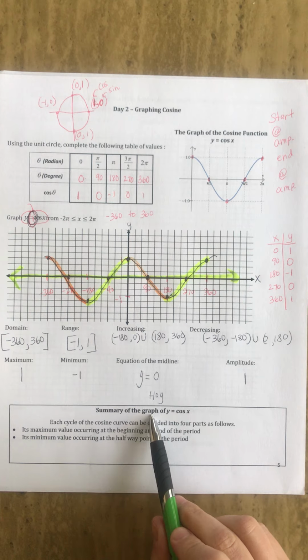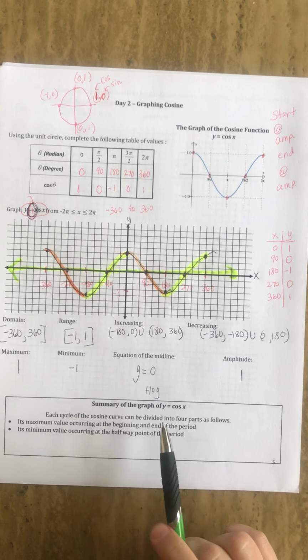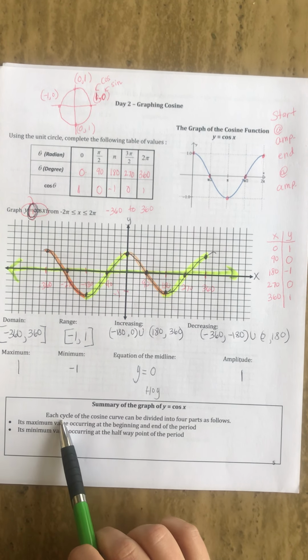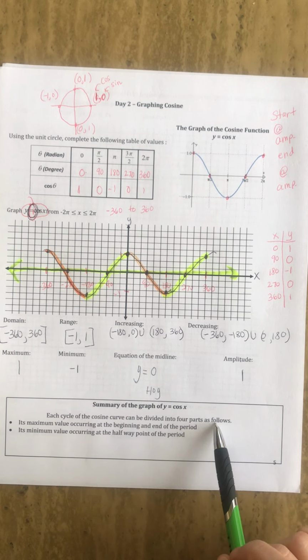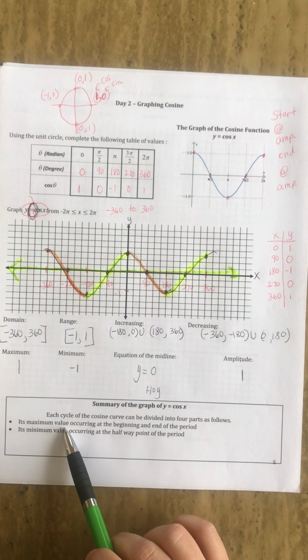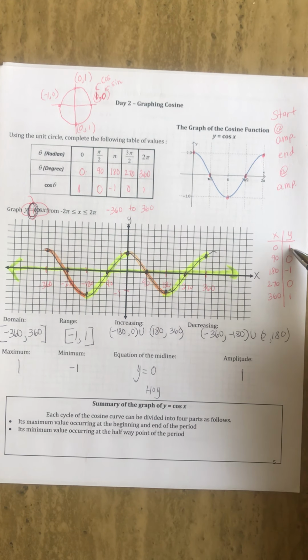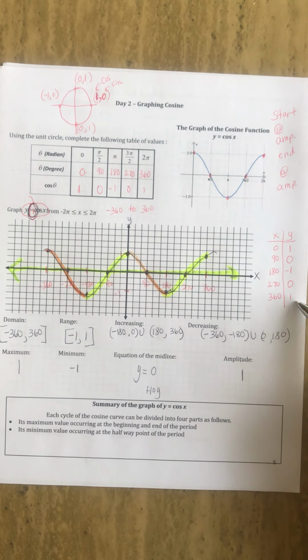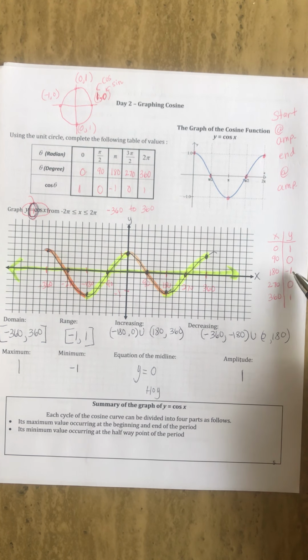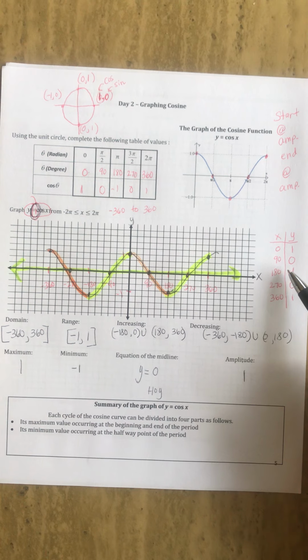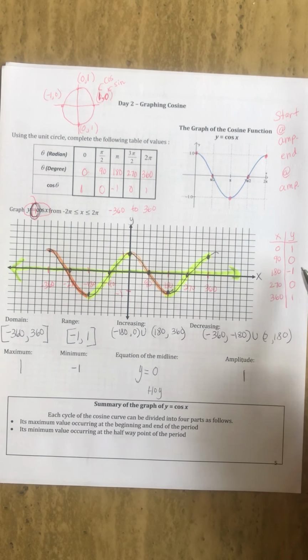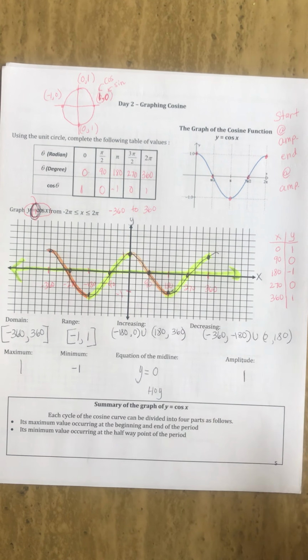So the summary of the graph of y equals cosine x: each cycle of the cosine curve can be divided into 4 parts as follows. Its max value occurring at the beginning. We talked about starting at the amplitude, and the minimum is halfway through. You're going to start at the amplitude, end at the amplitude, and the middle point is the minimum.